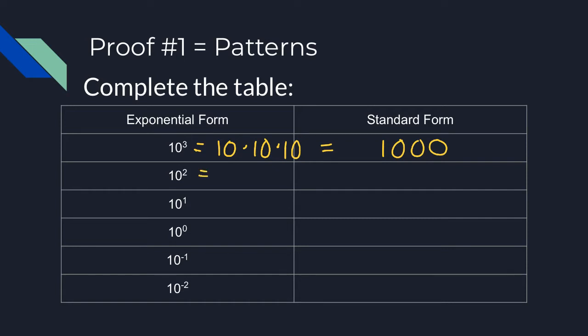10 squared means I have 10 once, times 10 twice, that's 100. 10 to the first power is just 10. That's it, 10.